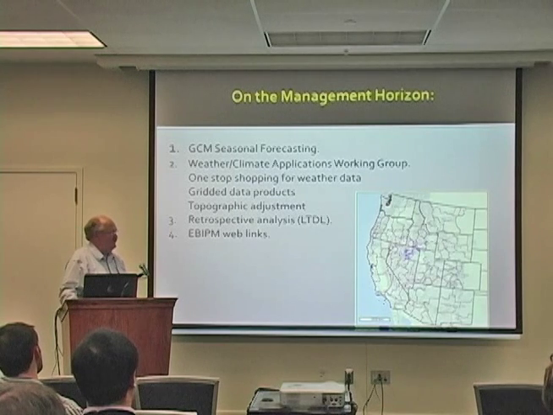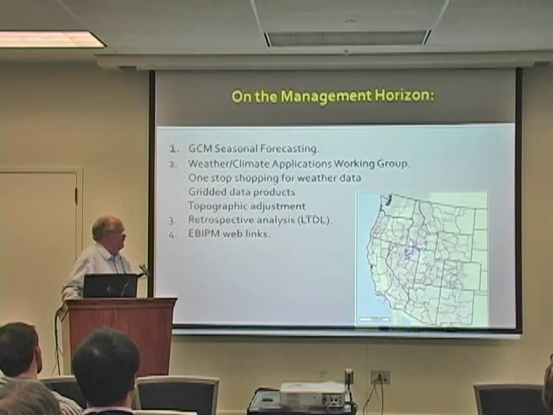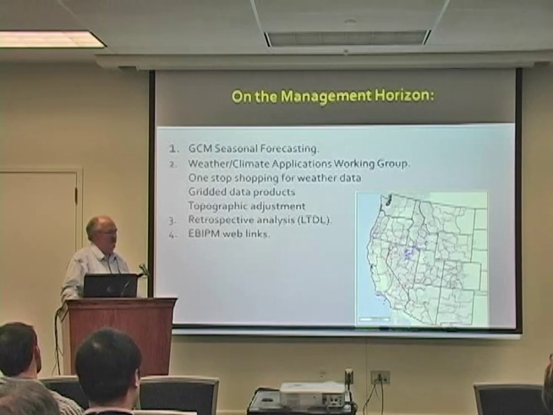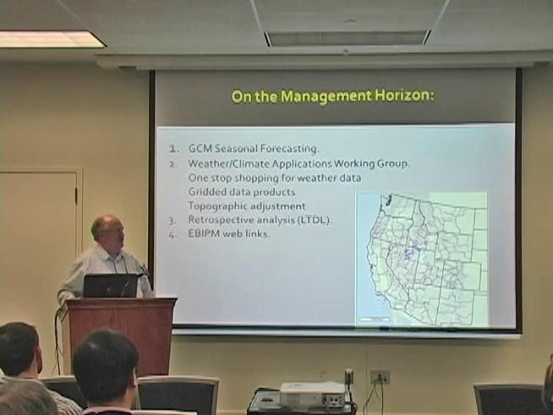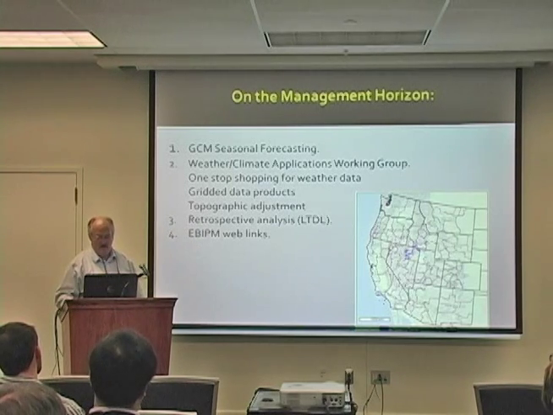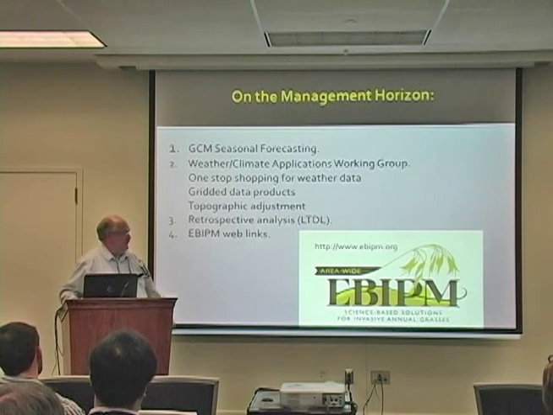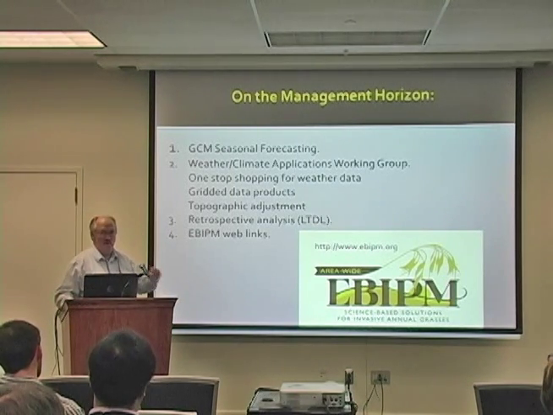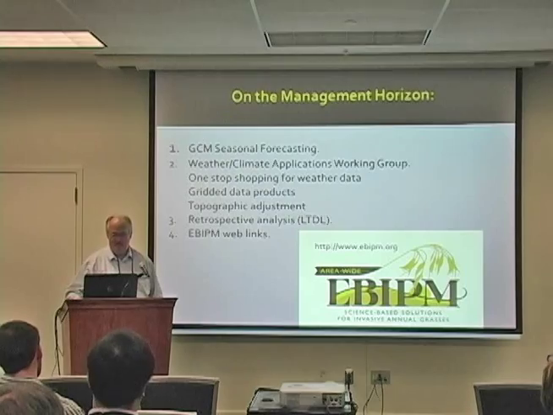There's also work with USGS and BLM on the landscape treatment data library. Some of this data is now becoming available for meta-analysis, and we're hoping to use our weather and climate database to retrospectively evaluate these restoration-specific weather indices relative to success and failure of mostly BLM plantings. And of course, anything we develop will be available, or all this other stuff is available off the EBIPM website.